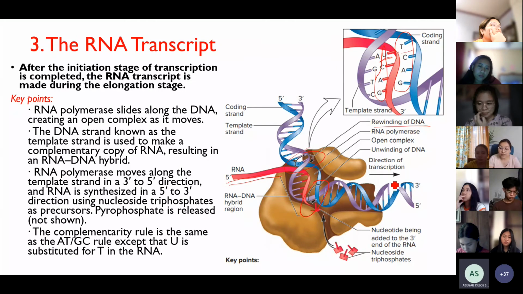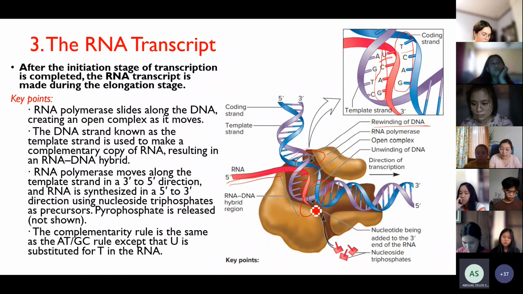And the direction of the transcription would be towards 3'. So it's 5' to 3'. And here is where your nucleotides will be added to the RNA strand. No? So here they are attached. So here the nucleotides, or the nucleoside triphosphates, enter.